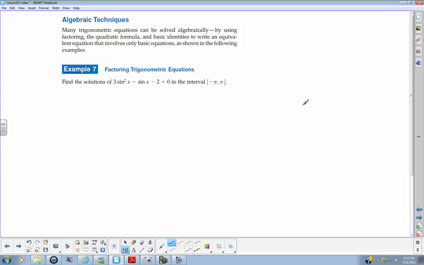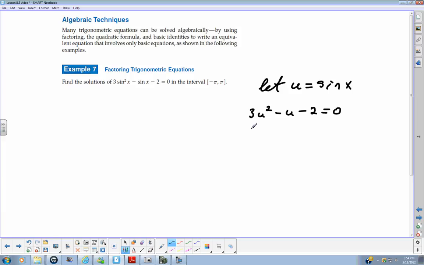Now you could use substitution here. You could say let u equal the sine of x if you wanted to, and then we could say that we have 3u squared minus u minus 2 equals 0, and then factor it. So if you have to use substitution, go ahead and do that. If you can do it without, then that's fine also. I'm going to go ahead and use this method of substitution to show how it's done here.